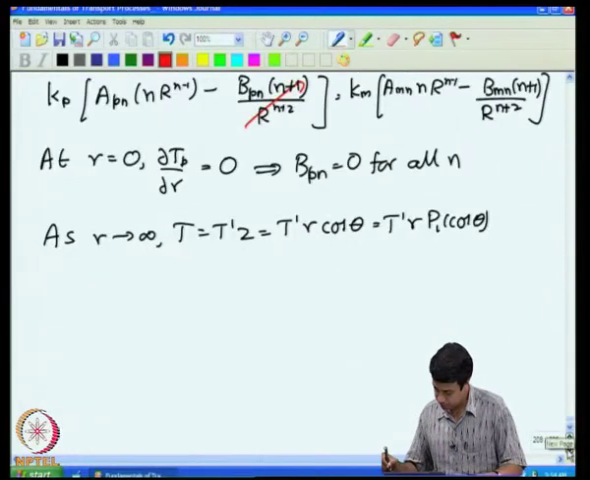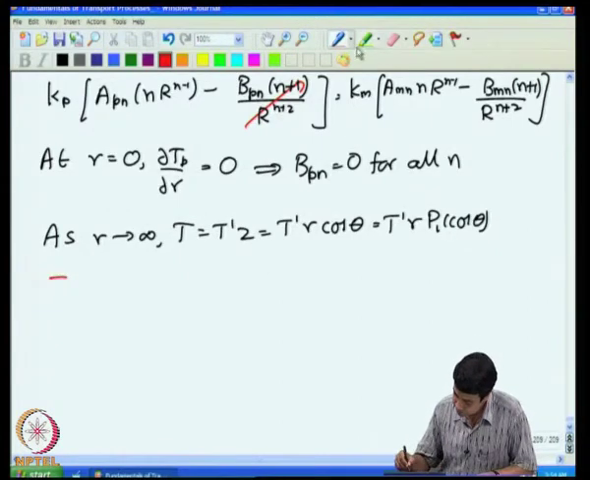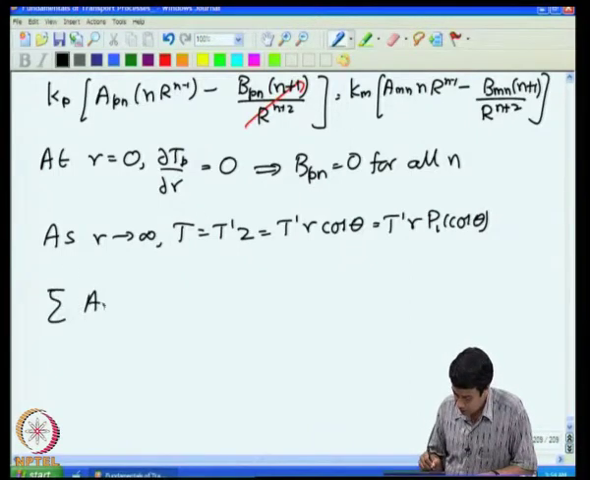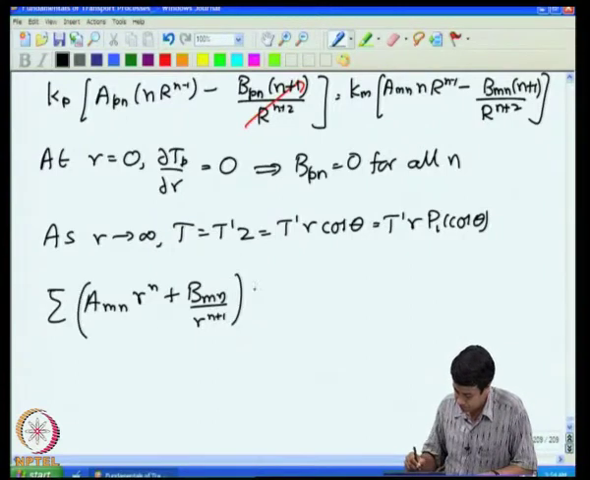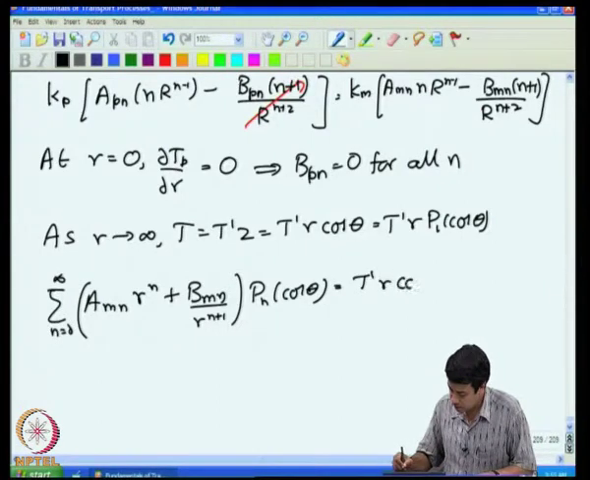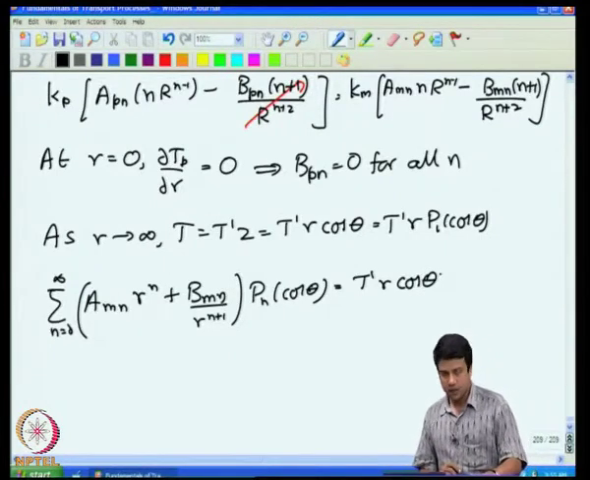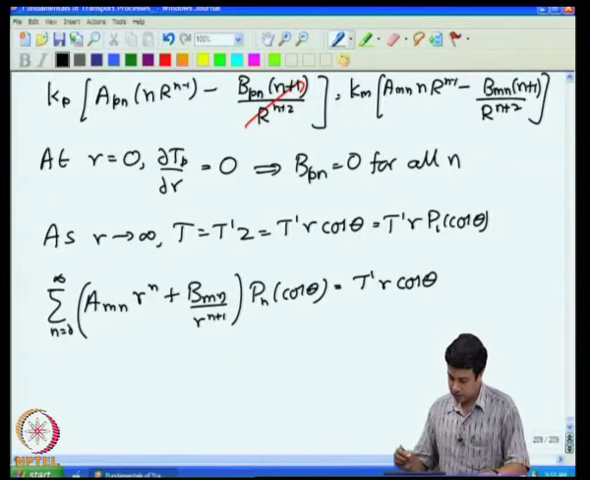So, I require that the summation of (A_mn r^n + B_mn / r^(n+1)) P_n of cos theta, n equal to 0 to infinity, is equal to T' r cos theta. Of course, as r goes to infinity, these terms all decrease to 0.